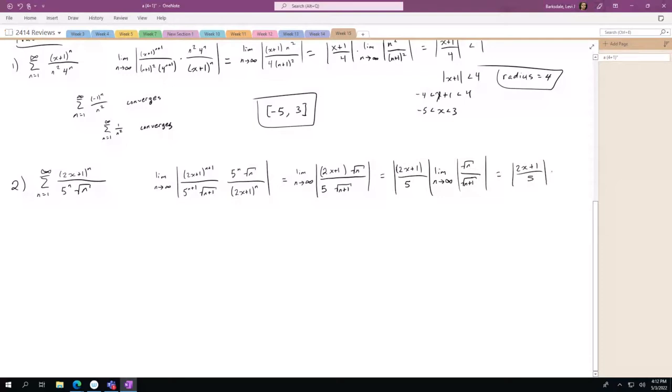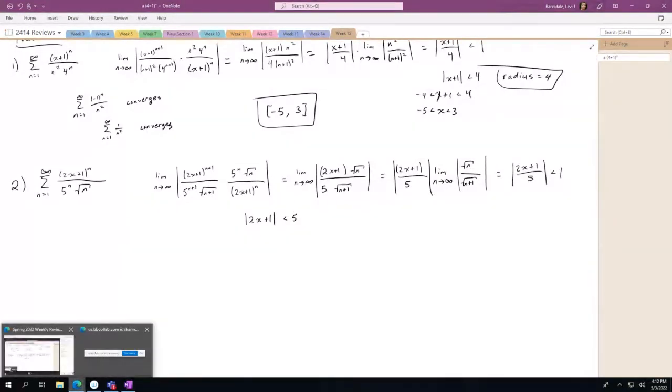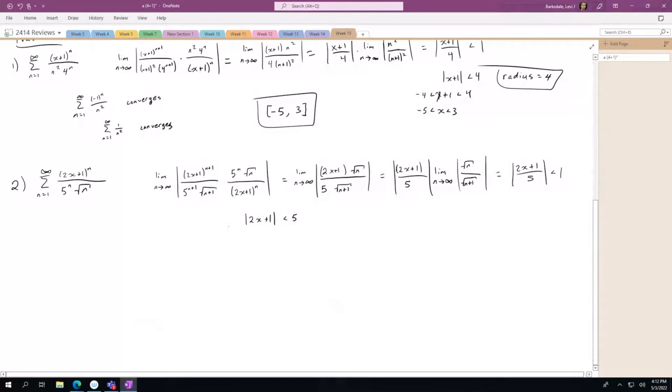Now, if we have 2x plus 1 divided by 5, that needs to be smaller than 1. So the absolute value of 2x plus 1 needs to be smaller than 5, multiplying everything by 5. And then continuing onward, we can't actually say that 5 is our radius of convergence because the coefficient on our x is not equal to 1. So in order to make that equal to 1, we need to divide everything by 2, and we get x plus 1/2 is smaller than 5/2. So our radius is equal to 5/2.